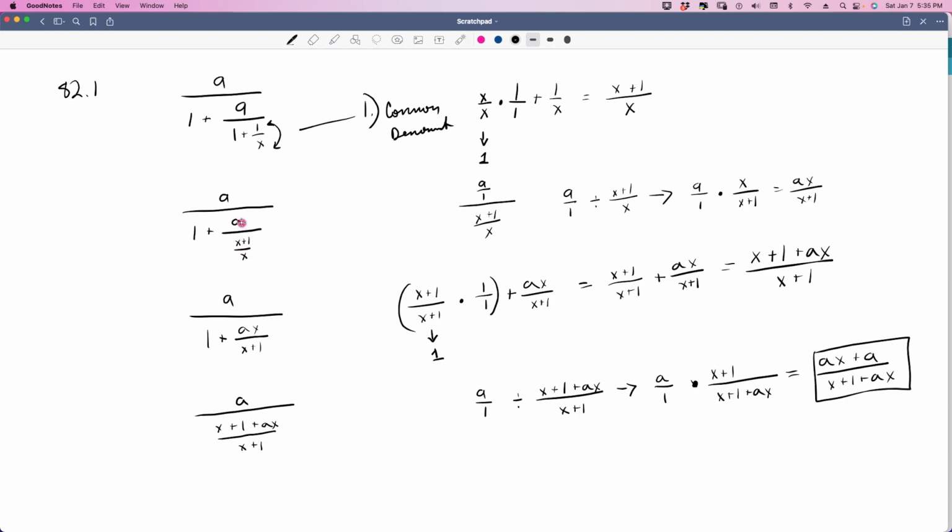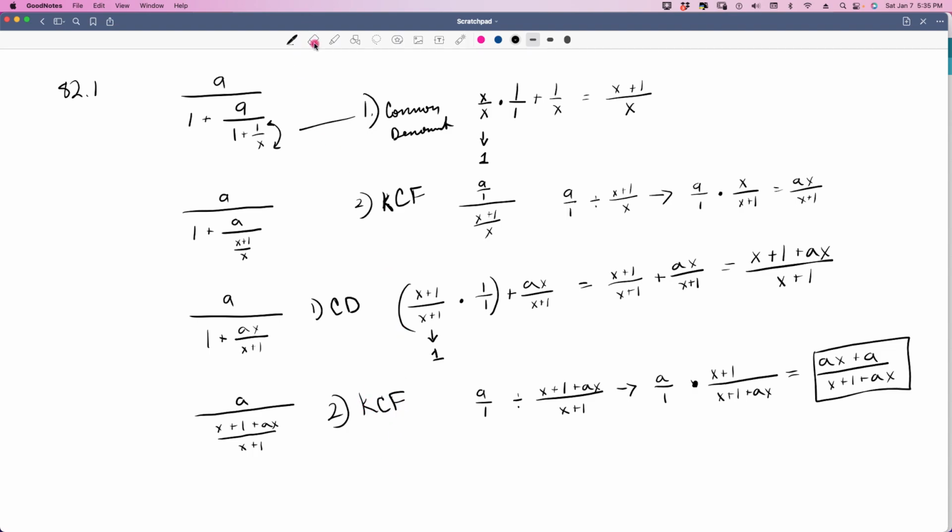Then when you have a number divided by a fraction, you keep it, change it, flip it, KCF. So keep it, change it, flip it for the next step. And then you immediately go back to a common denominator. So you go back to step 1, common denominator. Then you go back to the next step. Keep it, change it, flip it.